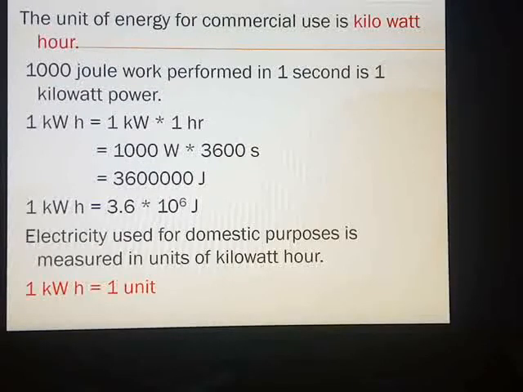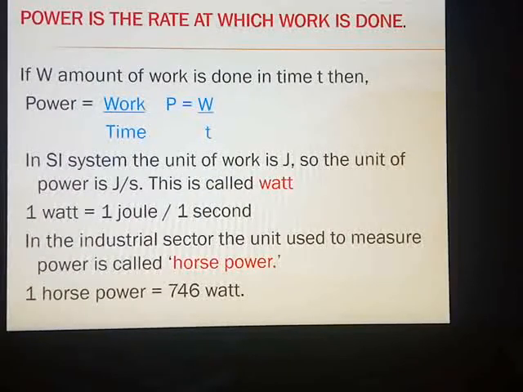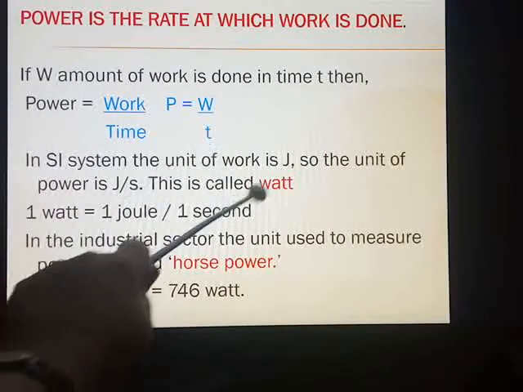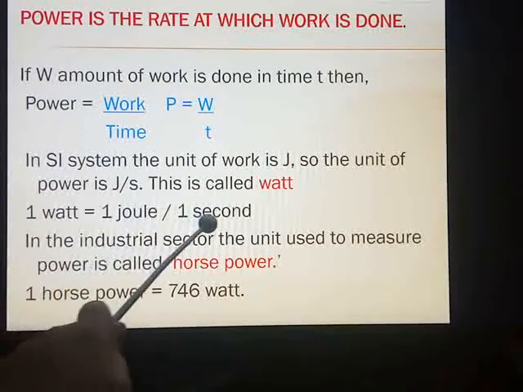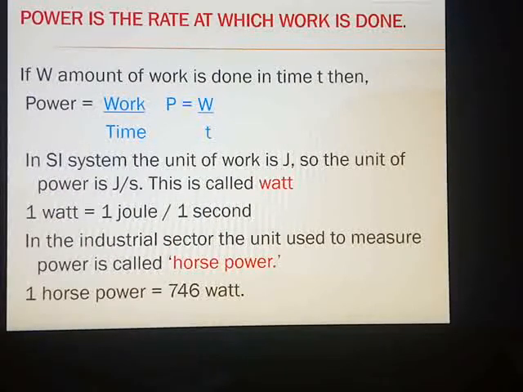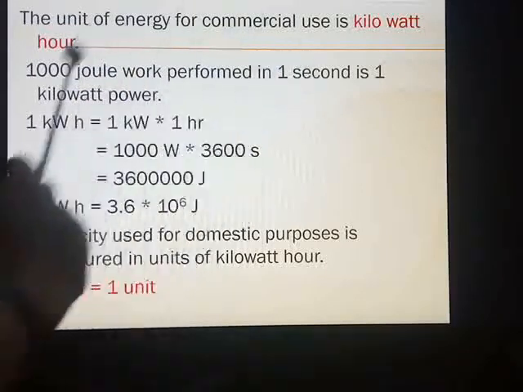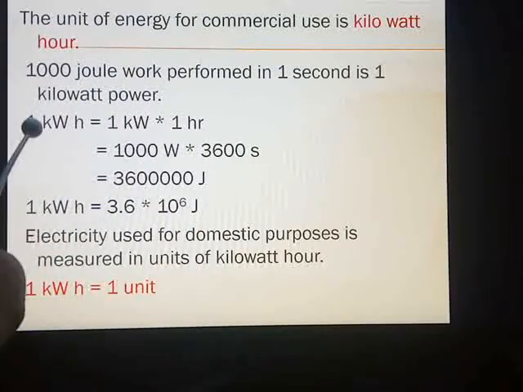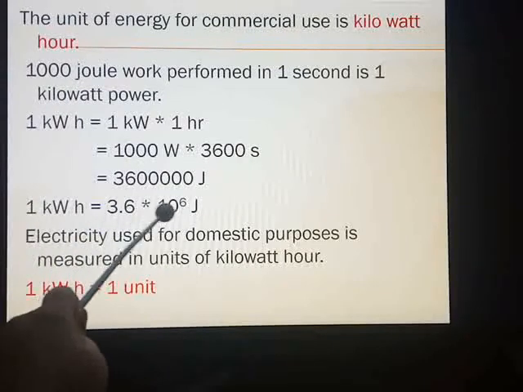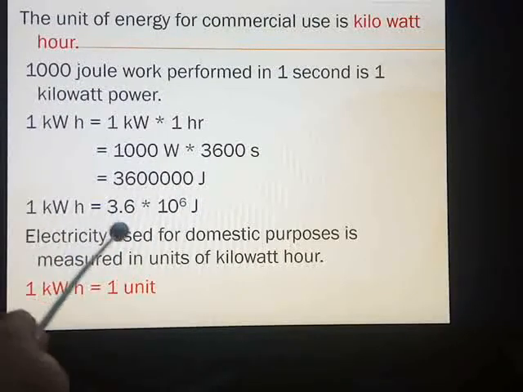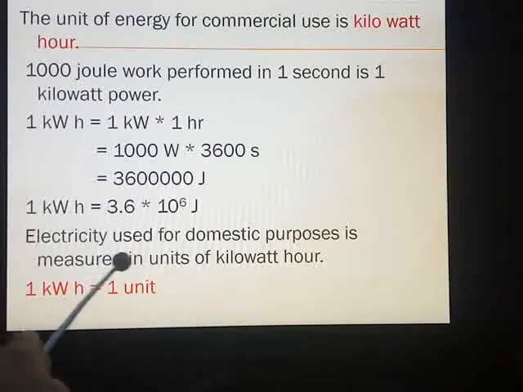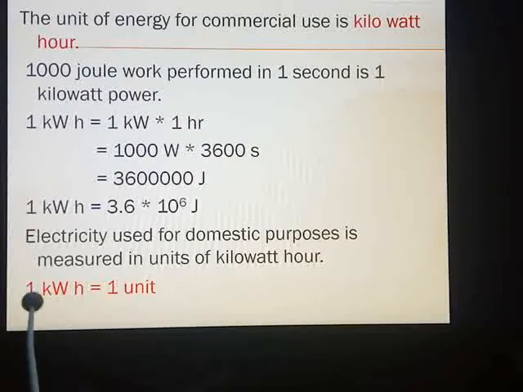So once again, within 2 minutes we will see the units for power. The SI unit of power is watt. 1 watt is equal to 1 joule per 1 second. In the industrial sector, the unit used to measure power is horsepower. 1 horsepower is equal to 746 watt. For commercial use, the unit of energy is kilowatt hour. 1000 joule work performed in 1 second is 1 kilowatt, and 1 kilowatt hour is nothing but 3.6 into 10 raised to 6 joules. Electricity which is used for domestic purposes is measured in units of kilowatt hour, and 1 kilowatt hour is equal to 1 unit.